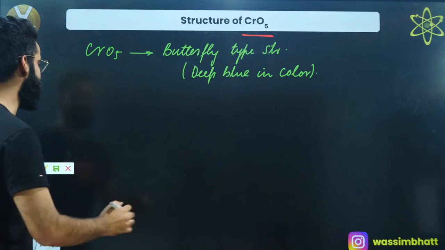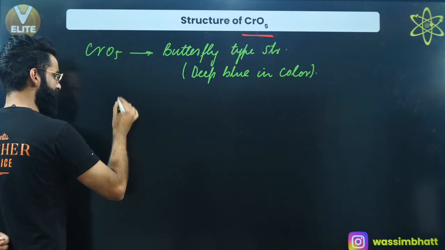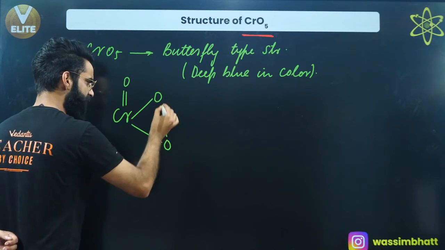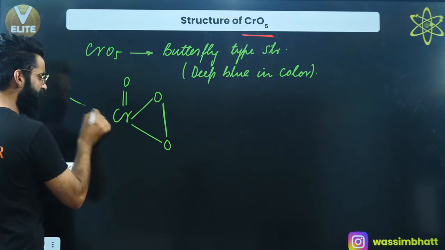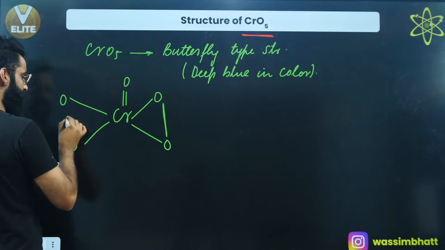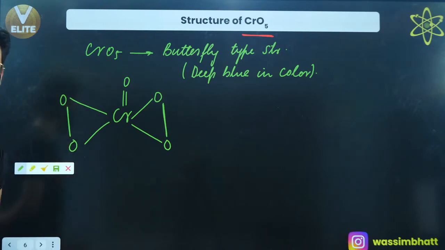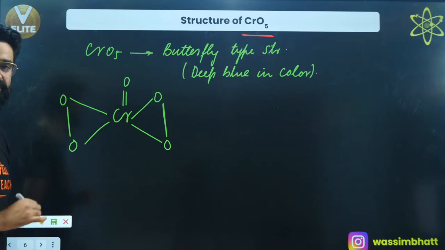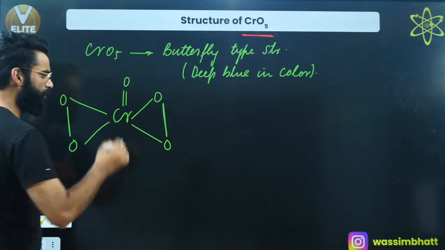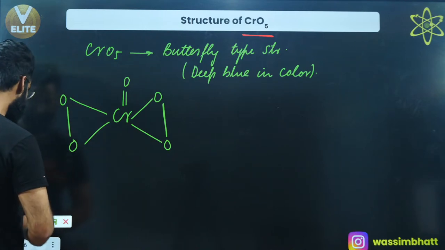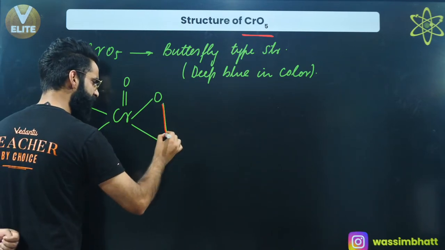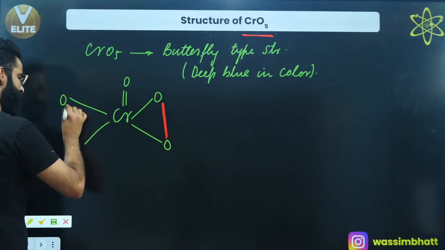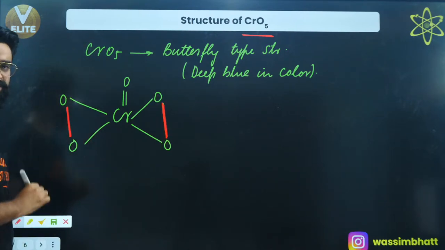Now, the structure of CrO5 is going to be Cr, this is a double bonded oxygen. One oxygen over here, one oxygen over here, there's a peroxide linkage over here, right? Similarly, there will be two oxygens attached with a peroxide linkage from here as well. This is the actual structure of your CrO5, in which you have got two peroxide linkages. And which are these peroxide linkages? This is the first peroxide linkage, a single bond between oxygen and oxygen. This is one more peroxide linkage, a single bond between oxygen and oxygen, right?